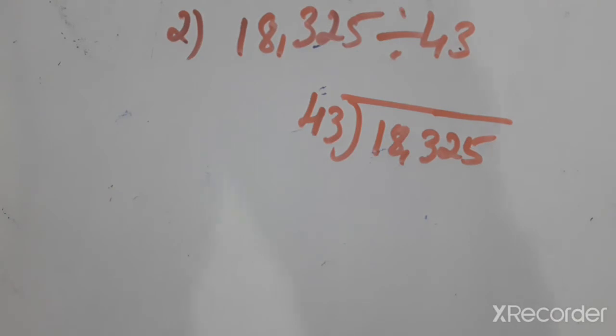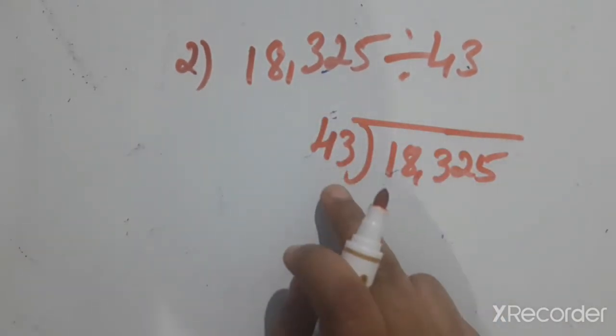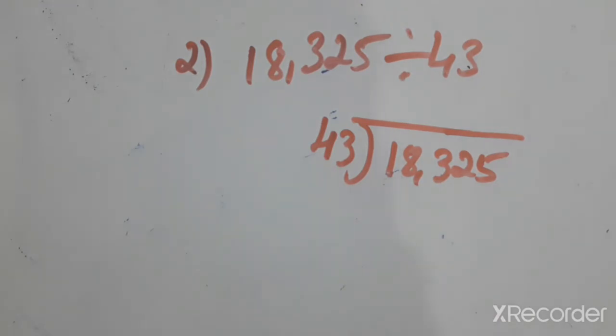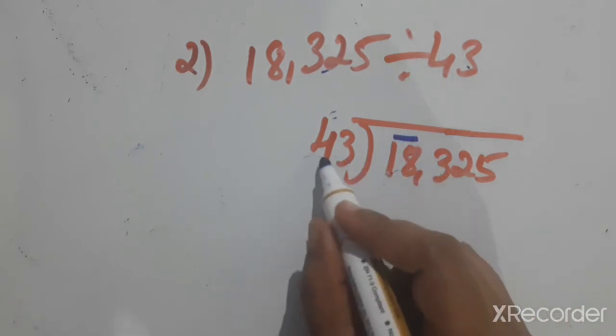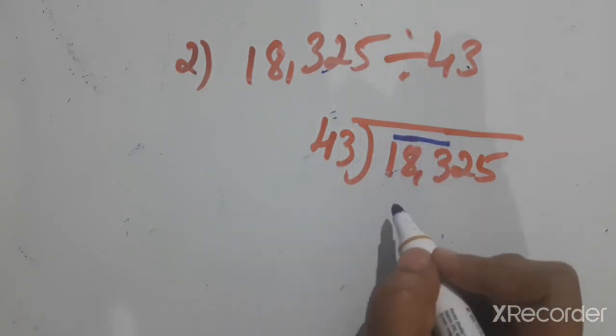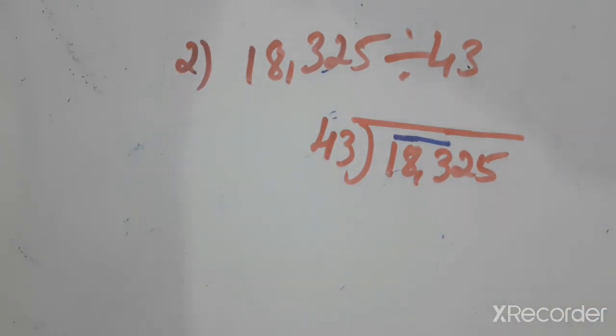Now next question, the second one: 18,325 divided by 43. So 43 is here. Children, can we take 18? No, we can't take 18 because 18 is less than 43; it should be greater. So consider 3 digits, 183. We have to check how near 43 gets to 183.